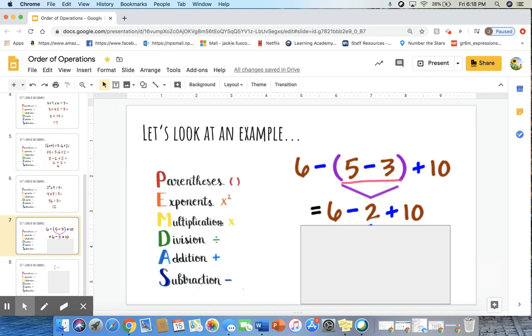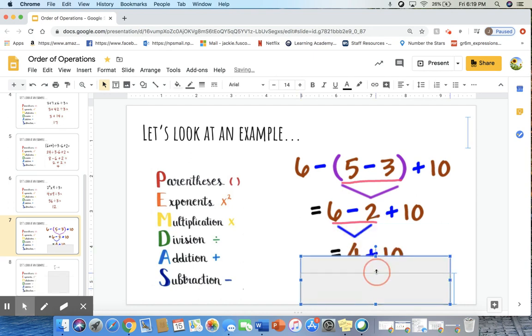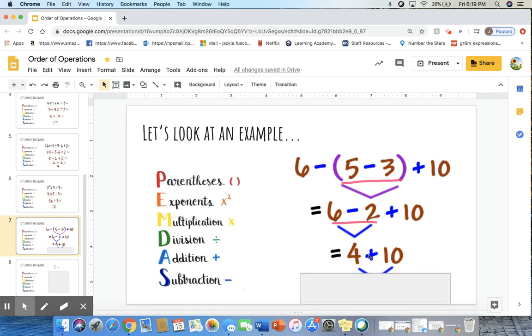Do I have any multiplication or division? No, but I have addition and subtraction. So remember, working from left to right, I'm going to solve 6 minus 2 first. 6 minus 2 is 4. Bring down the plus 10. Now I can solve my last step, which is 4 plus 10, and that's going to give me my answer of 14.